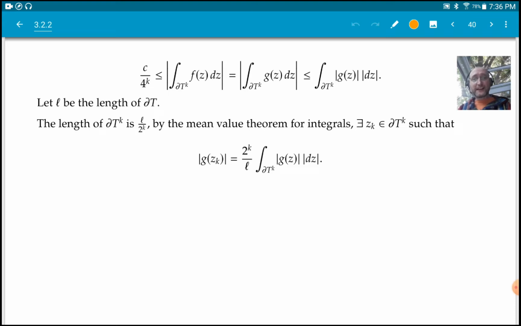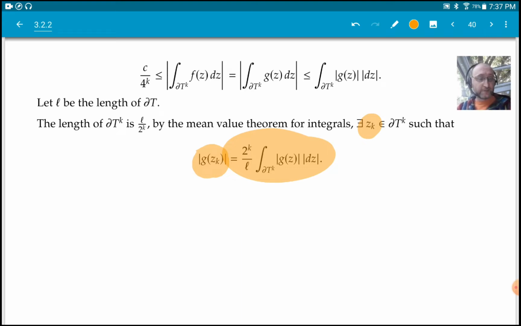All right, by the mean value theorem for integrals, there is some zk on the boundary of the kth triangle such that if you evaluate the absolute value of g there, which we're now thinking of as just some continuous function, it's equal to the average of g over this. Here it's important that we're doing this integral with respect to the arc length, so you can write this as one big integral of a continuous function.